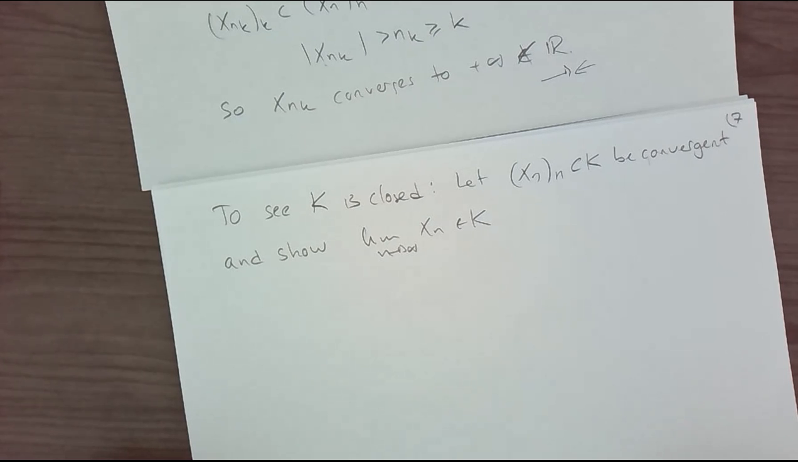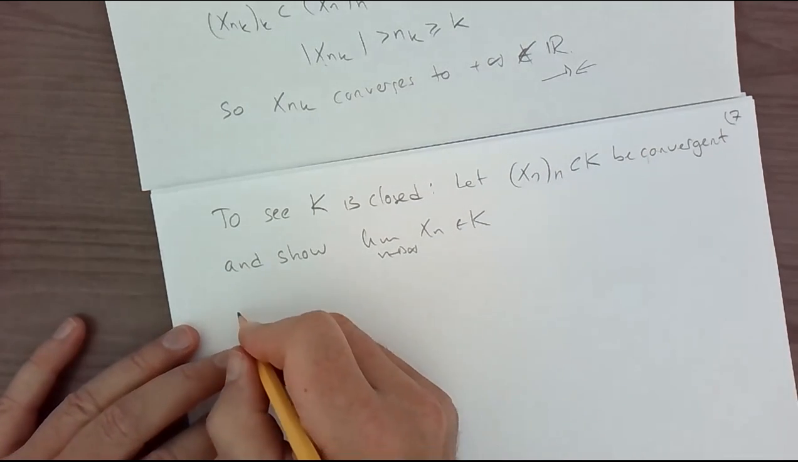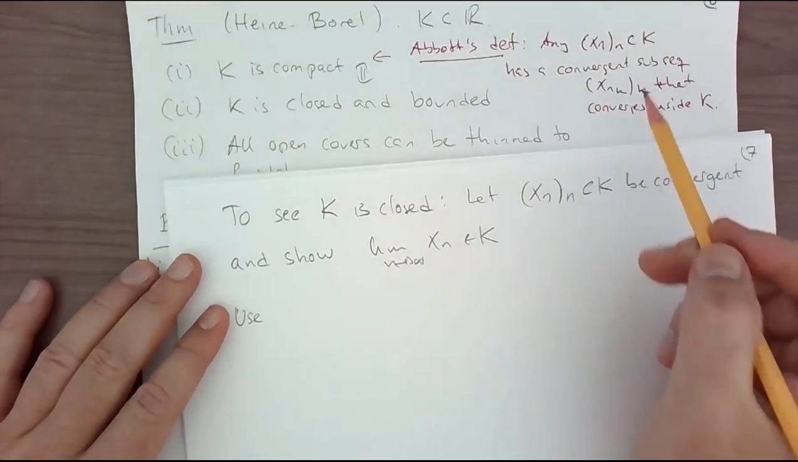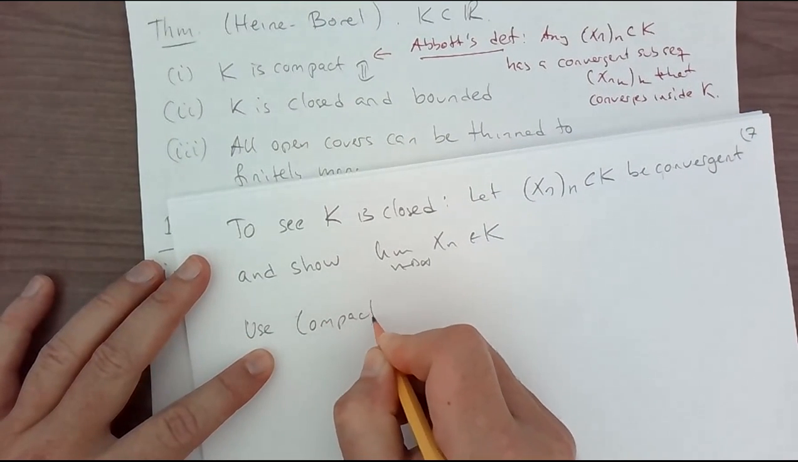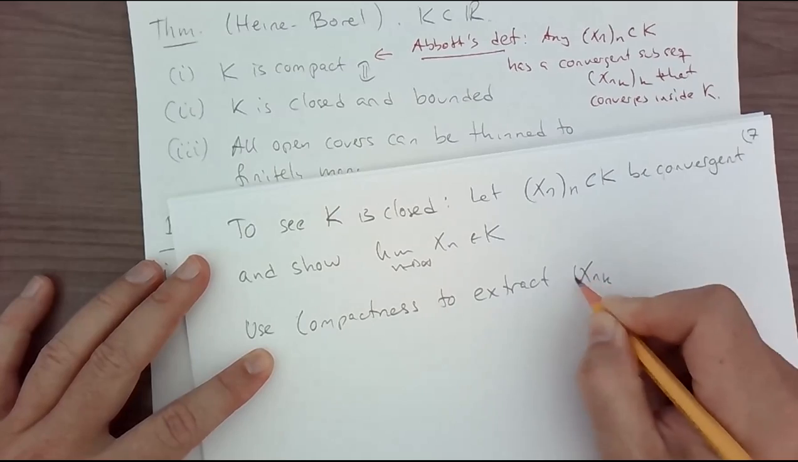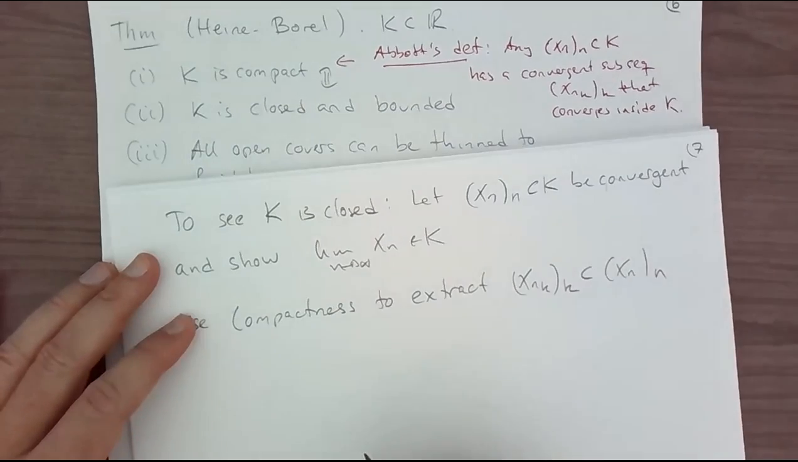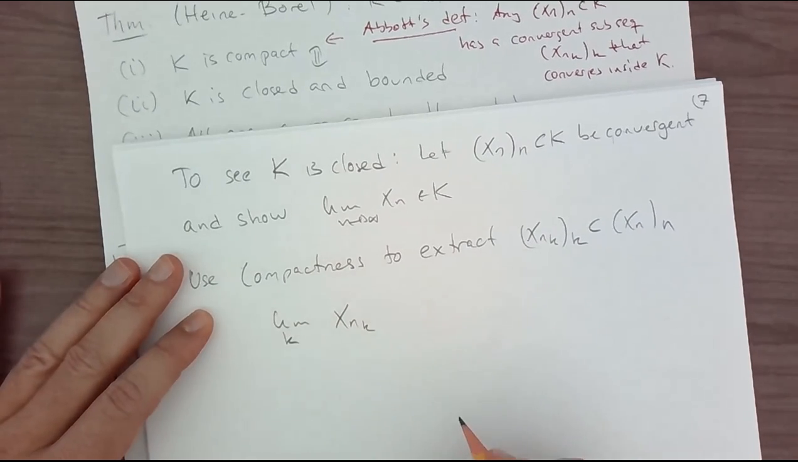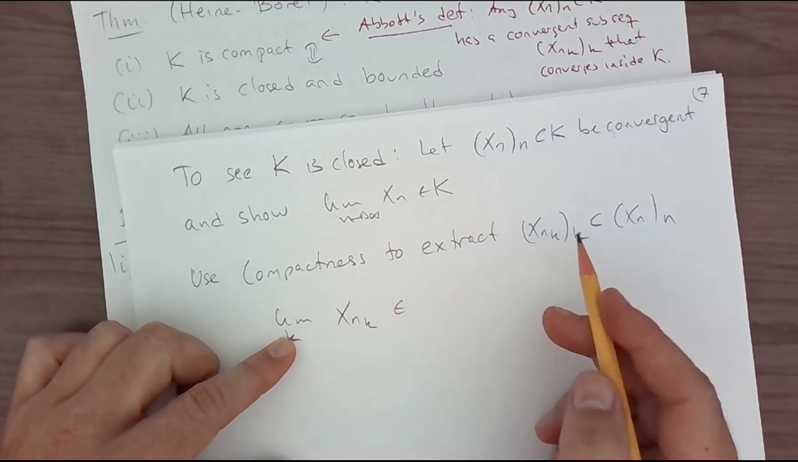And we use the definition of compactness, this Abbott's definition of compactness. Now I have a sequence, so it has a convergent subsequence. So use compactness to extract xnk, a subsequence of this xn up here. And then we know that the subsequence converges. So xnk, I'm going to take the limit. This element here is going to be inside K.